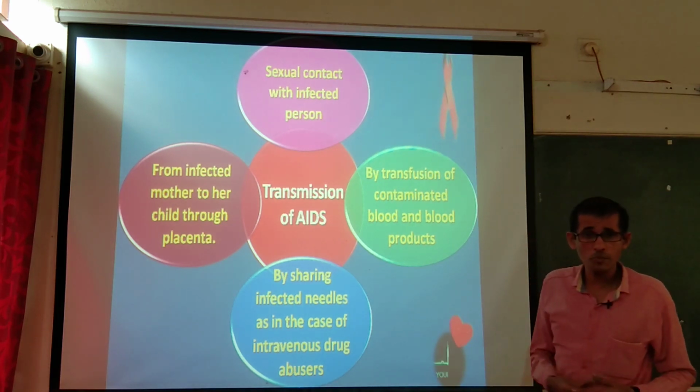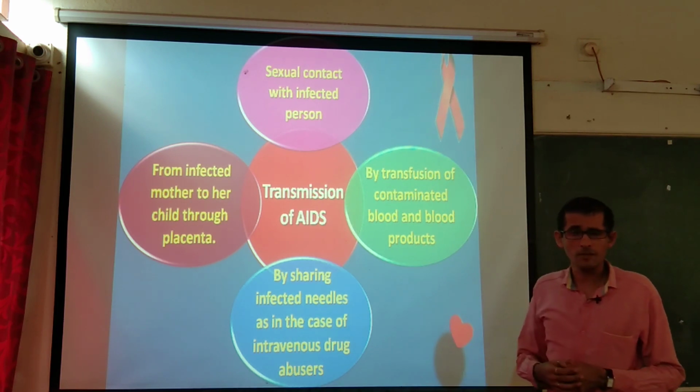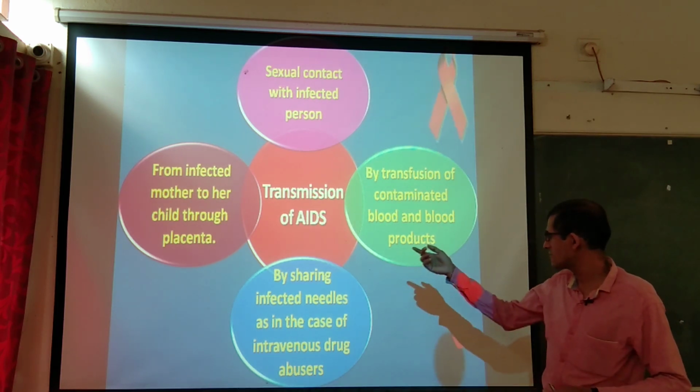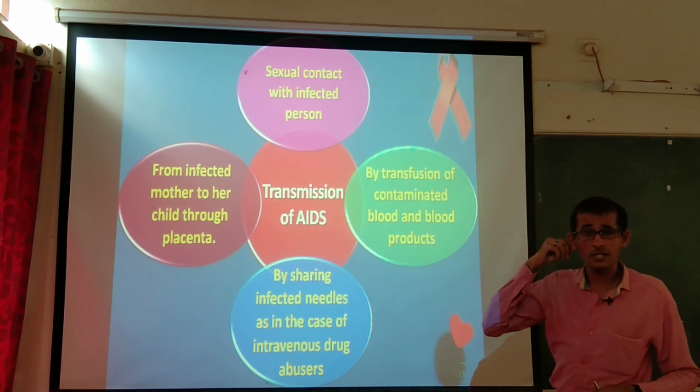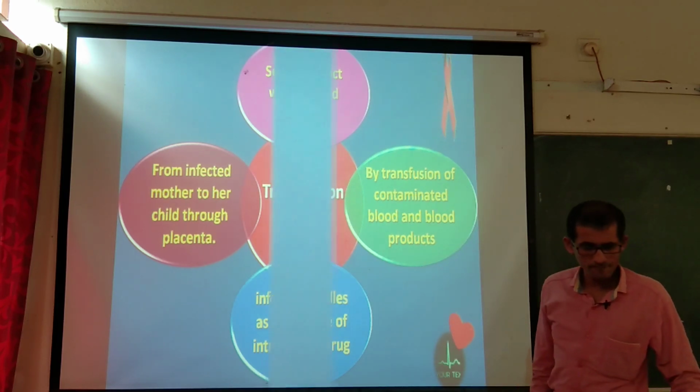So, these are the transmission ways of HIV from an infected person to a healthy person, how the transmission of this HIV happens from one person to another. So, remember the 4 important points here.